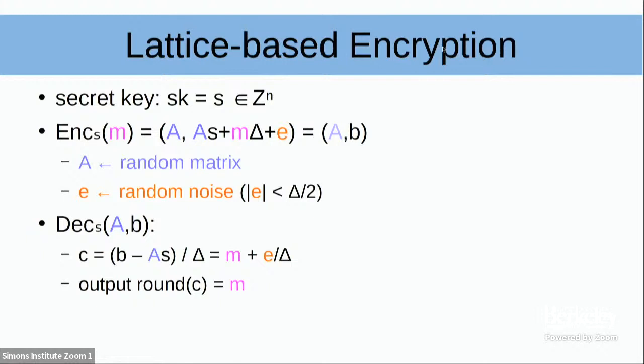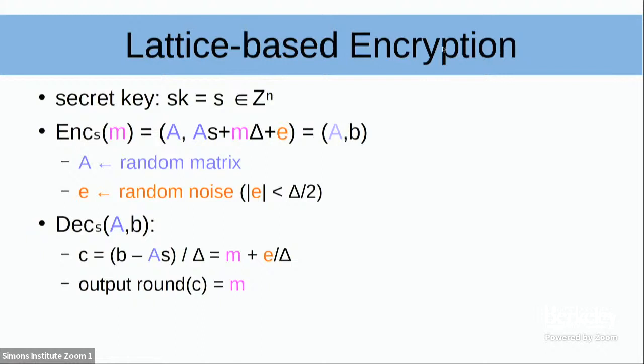Now, how do you decrypt this ciphertext? This is the decryption algorithm. You take A and B. B is this expression here. First of all, you can subtract AS from it. So you know A, which is from here, and you know S, which is the secret key.